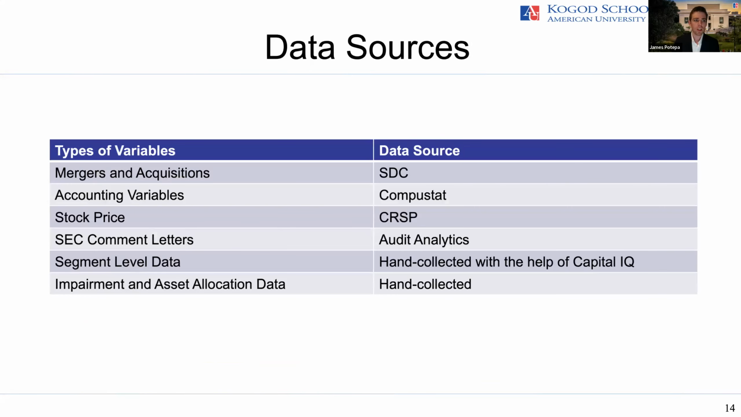So in terms of mergers and acquisitions, our starting point was SDC. In terms of the accounting variables, those are mostly taken from Compustat with a few exceptions that I'll get to in a minute. Stock price is taken from CRSP, also for a volatility measure. The SEC comment letters are taken from Audit Analytics, which is a very helpful data source. Segment level data was hand collected with a little bit of help, I must admit, from Capital IQ, which has a very neat way of visualizing the data and allowing people to access the financial statements. And finally, the impairment and asset allocation data is all hand collected.